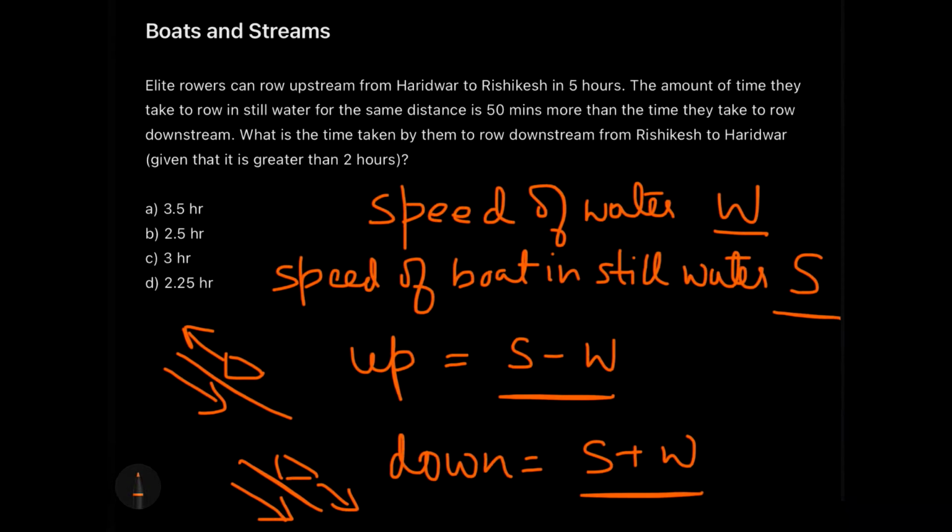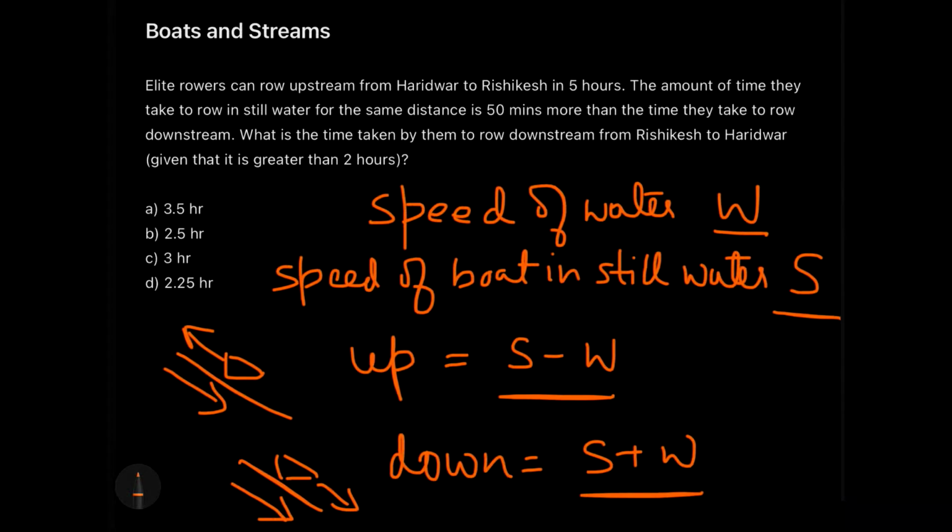There are a couple of more formulas like (upstream plus downstream) by 2, (upstream minus downstream) by 2, etc. But these are not really important until you get the concept clear of the speed of water, the speed of the boat in still water, the upstream and the downstream.